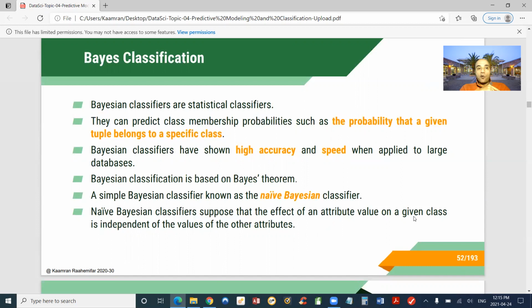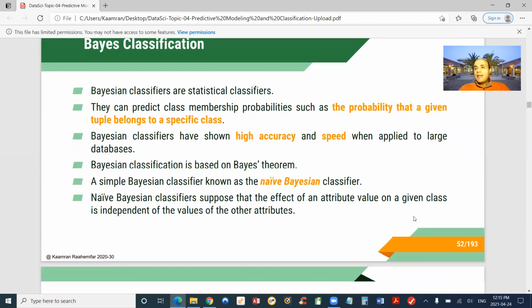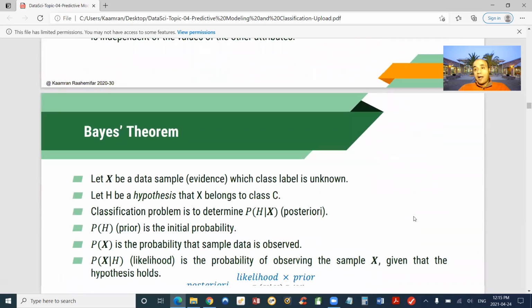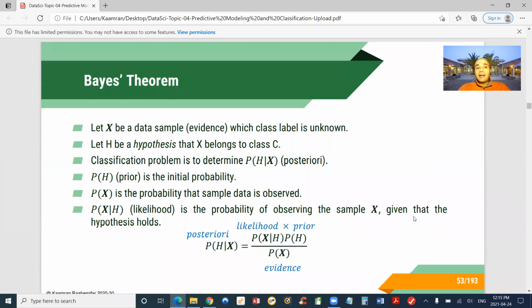Class yes, class no. Bayesian classifiers have shown high accuracy and speed when applied to large databases. That's good news because obviously we don't want to do all of this by hand. There is code available and all of that has been automated already. Bayesian classifier is based on the Bayes theorem. We understand that. A simple Bayesian classifier is known as the naive Bayesian classifier. We discussed that. It supposes that the attribute value on a given class is independent of the values of other attributes. This is actually the downside to the naive Bayesian technique.